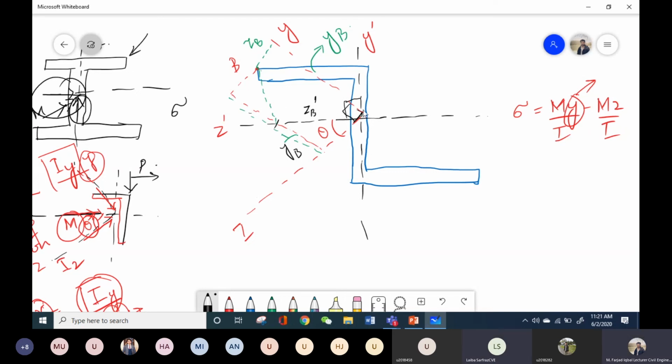Okay. So this straight distance is ZB dash, and this straight distance, actually this line I have shown a bit inclined, but it is basically a straight line. So this straight distance is YB dash. But from this horizontal axis, perpendicular distance towards B point is YB dash. And this angle again is angle theta, which is equivalent to this angle. Okay, and this angle is also angle theta. So what will be YB? Can I say that YB?